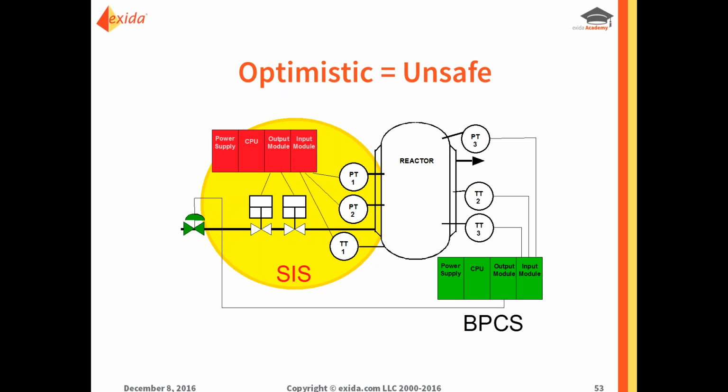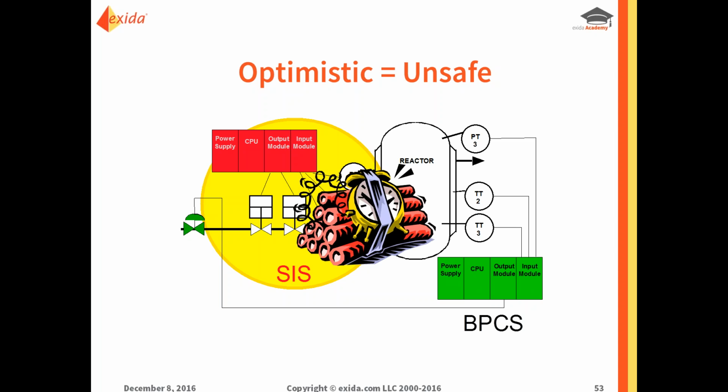That sounds like a lot. So why does it really matter to use good data? Well, say you have a reactor. Say this is your system, including your BPCS, power supplies, CPUs, all of that goodness. Well, using unsafe data, you're just introducing a ticking time bomb to your system.